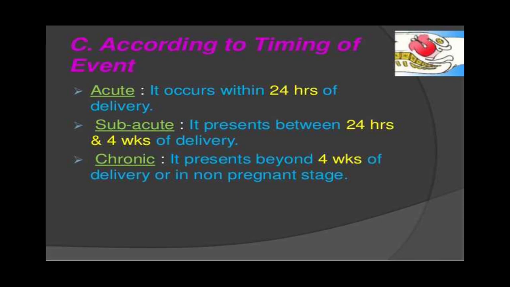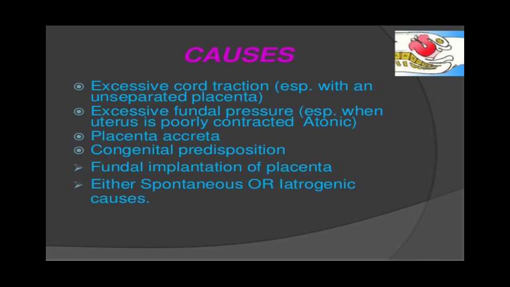It presents beyond the 4 weeks of delivery or in the non-pregnant stage. So in the non-pregnant stage also you may have descending of your uterus through the vagina. After the 4 weeks there will be chances of descending of uterus to the vagina, that is called the chronic one. Okay, so causes: the excessive cord traction, especially with an unseparated placenta.